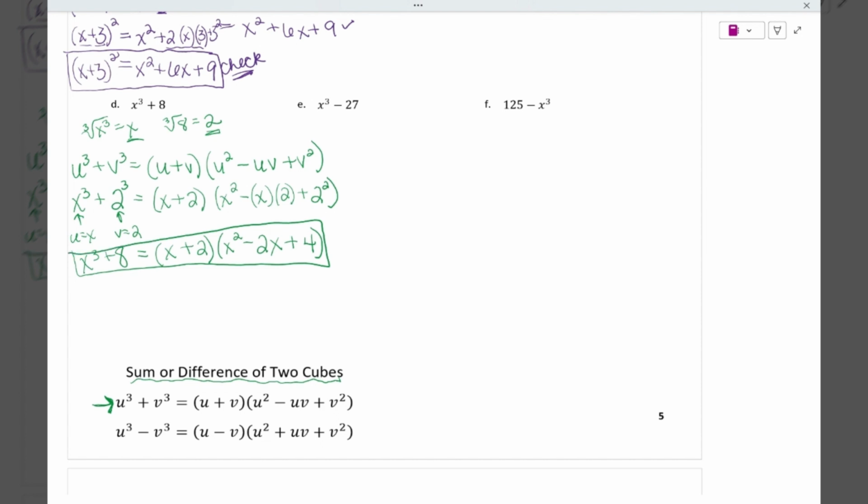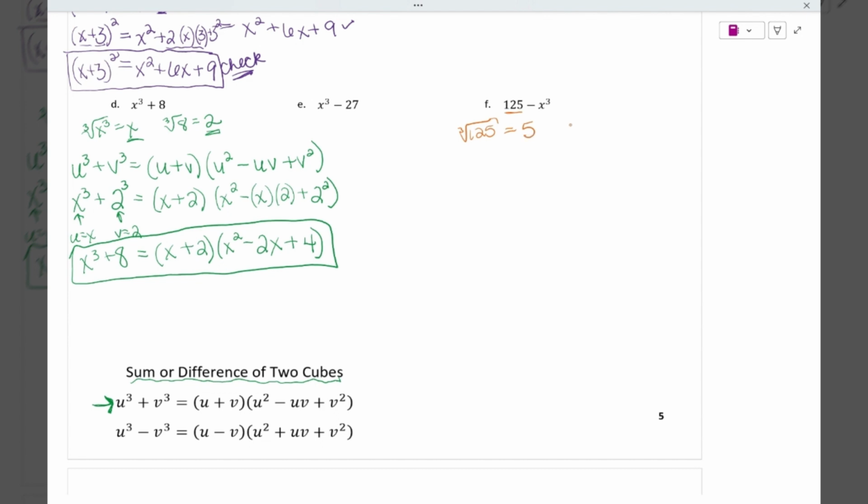Okay. So depending on whether or not your problem is an addition or a subtraction, you have the formula below to look at. Okay. So I'm going to skip to F. Let's look at that one: 125 minus x to the third. These are both perfect cube numbers. Okay, so the cube root of 125 is 5.